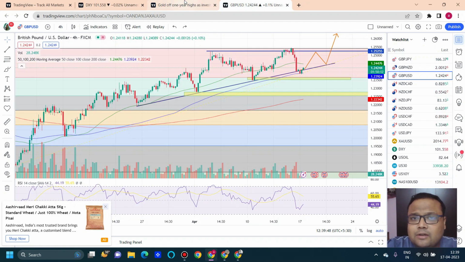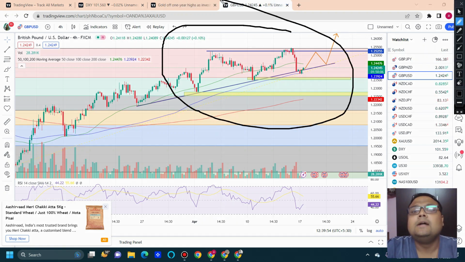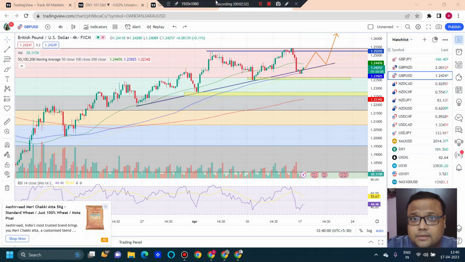And if you look at the chart of GBPUSD, we discussed the possibility of a breakout because we have a clear ascending triangle pattern. Ascending triangle pattern is a bullish triangle pattern.